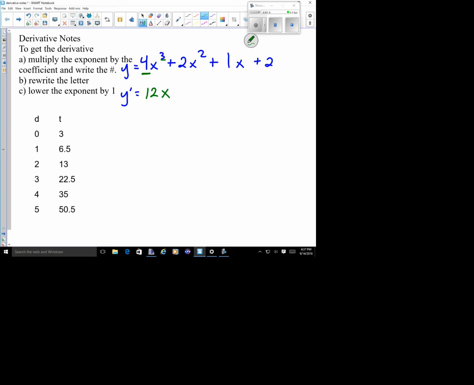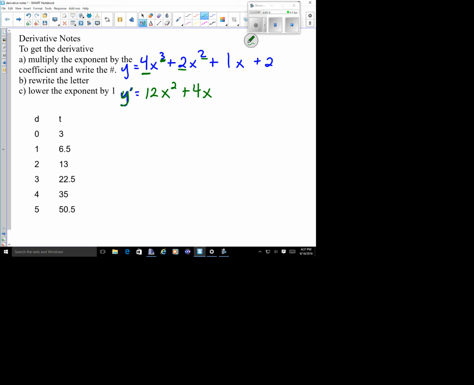And so I'm going to take the exponent, which is 2, multiply it by the coefficient, which is also 2, and write down that number. Part B says to rewrite the letter. And then part C says to lower the exponent by 1. Well, 2 minus 1 gives you 1. So then I'm going to go to the next term. Well, the next term doesn't have an exponent, but it's understood that it's a 1.